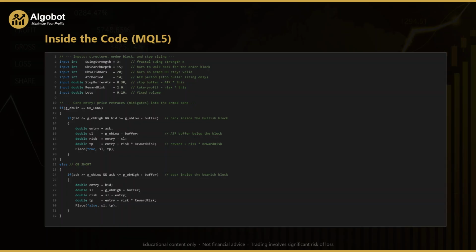Below the inputs is the heart of the entry logic. The variable G_OBDIR tells us whether an order block is armed long or short. In the long branch, the condition checks that the bid has fallen back inside the bullish block, at or below its high, and no lower than its low minus the buffer. When that is true, the EA reads the ask as the entry, sets the stop just below the block, measures the risk as entry minus stop, and projects the take profit as entry plus risk times reward risk. The order is then placed as a buy.